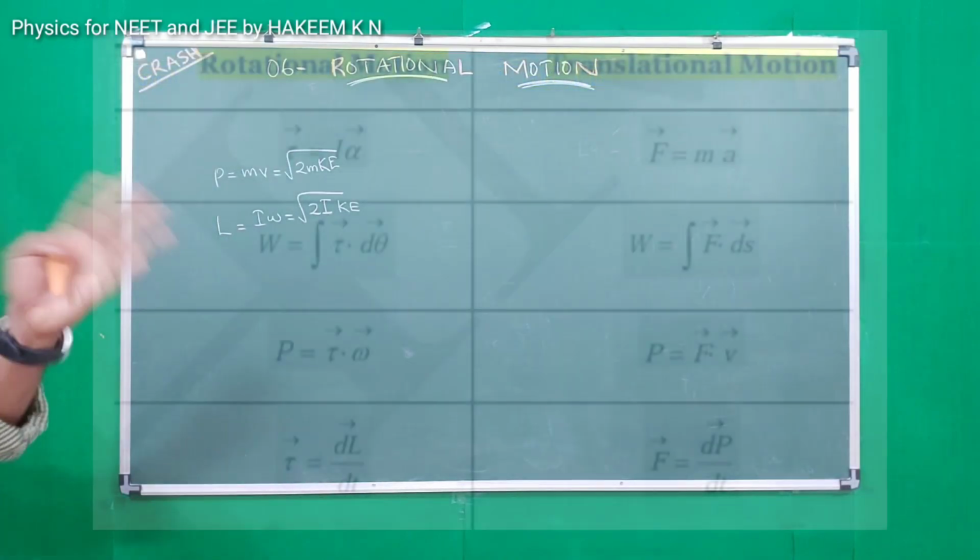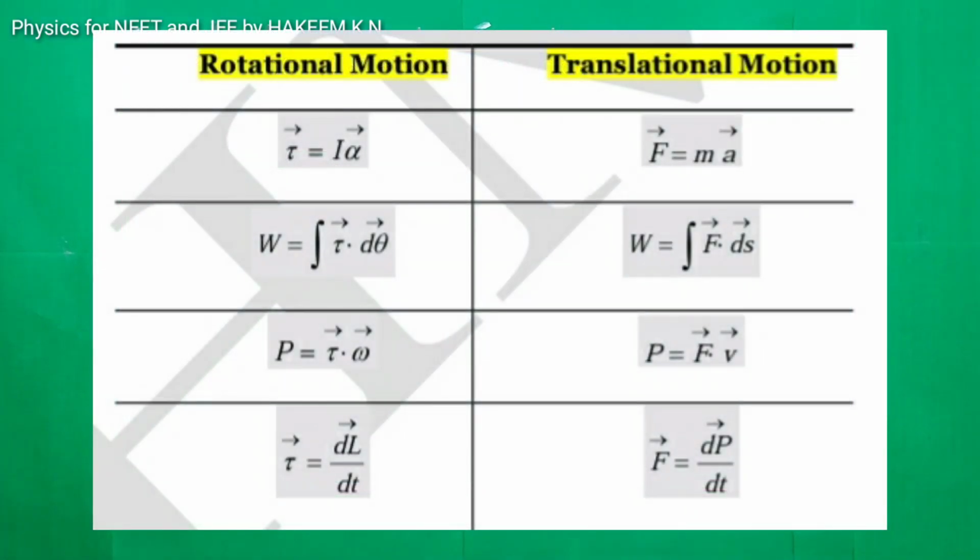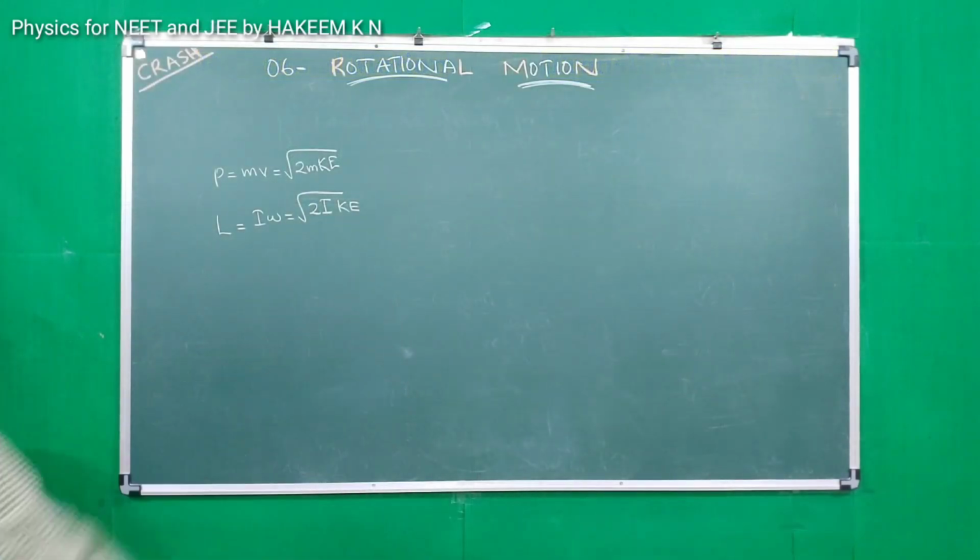Again, comparison: rotational motion, translational motion. For work in translational motion we use integral f dot ds. In rotational motion we use integral tau dot d theta. For power we use f dot v, and for power in rotational motion we use tau dot omega.